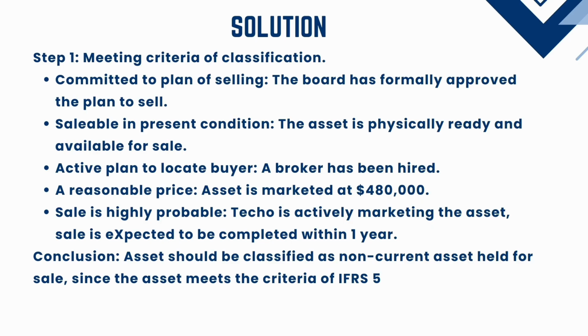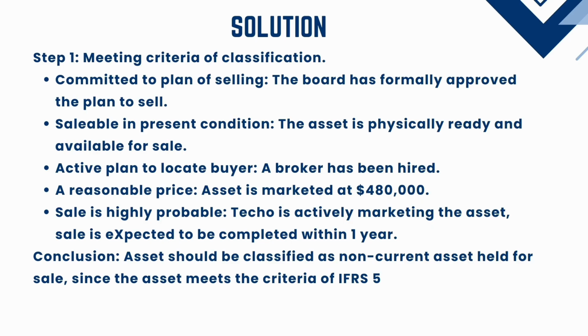There is an active plan to locate a buyer. As seen in the illustration, a broker has been hired, right? In fact, he has started advertising. So that criteria has also been met, and it is marketed at a reasonable price. So now the asset is being marketed at $480,000. When compared to its carrying amount, which is $500,000, the price is even lesser, so it is quite reasonable.